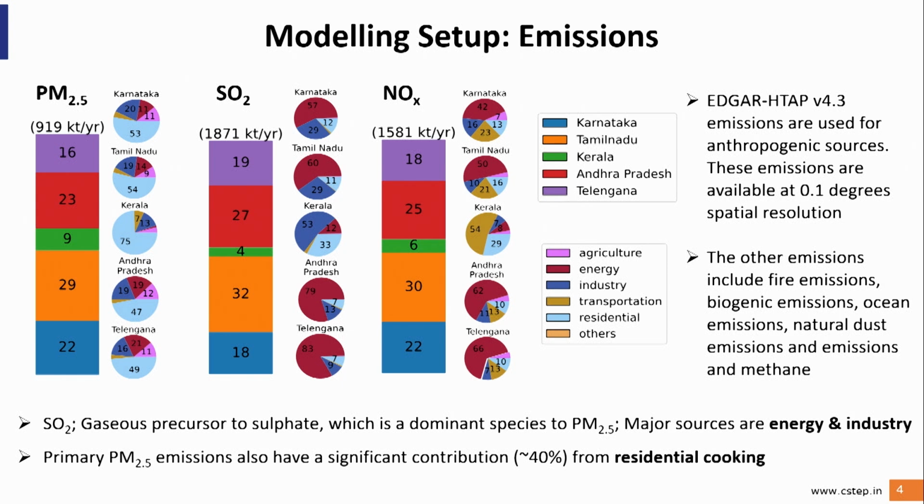This is SO2, this is NOx. So these two are precursors for PM 2.5. The different colors in these bars are different states, and the different colors in these pies are different sectors. So this is how output from a typical global emission inventory looks. Apart from these anthropogenic sources, we also used other emissions like biogenic emissions, fire emissions, and emissions from oceanic sources.